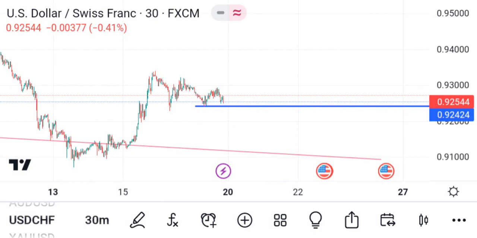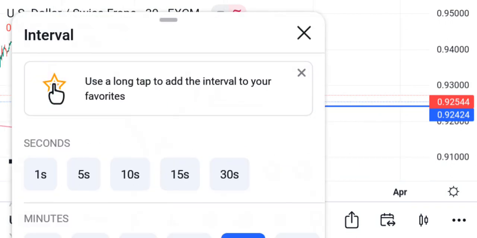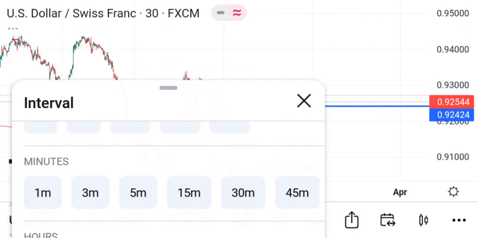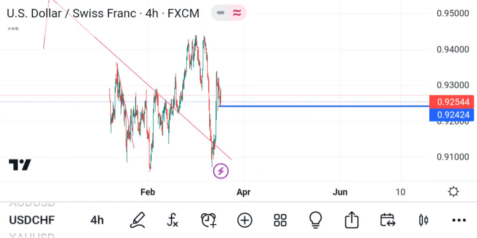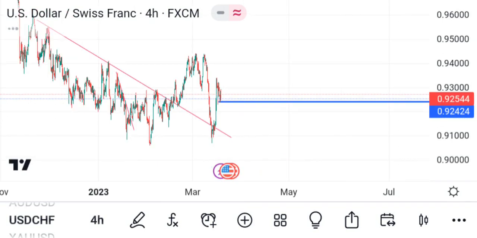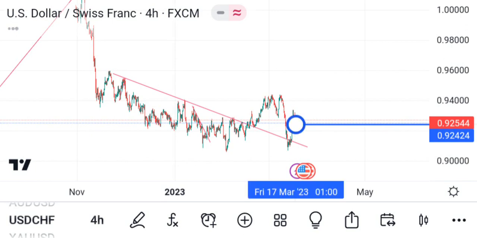Market structure talks about a market in an uptrend or a downtrend or a market that is moving in a sideways direction. Now, if we take a look at USD Swiss francs, let's go to the 4 hours. This market is actually bullish because the trend line has actually been broken here. See, the trend line has actually been broken.